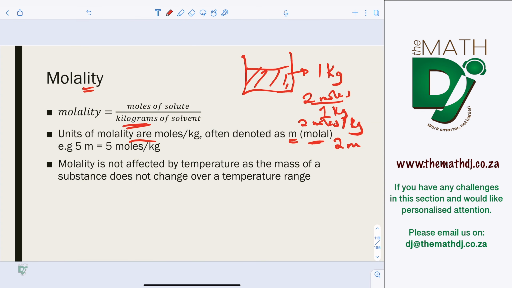Okay, molality is not affected by temperature, as the mass of a substance does not change. Mass is not affected by temperature because it's the amount of substance. The substance at 100 degrees is the same substance at 0 degrees. So molality is not affected by temperature. So remember, this is kgs. Don't put grams here, put kgs.